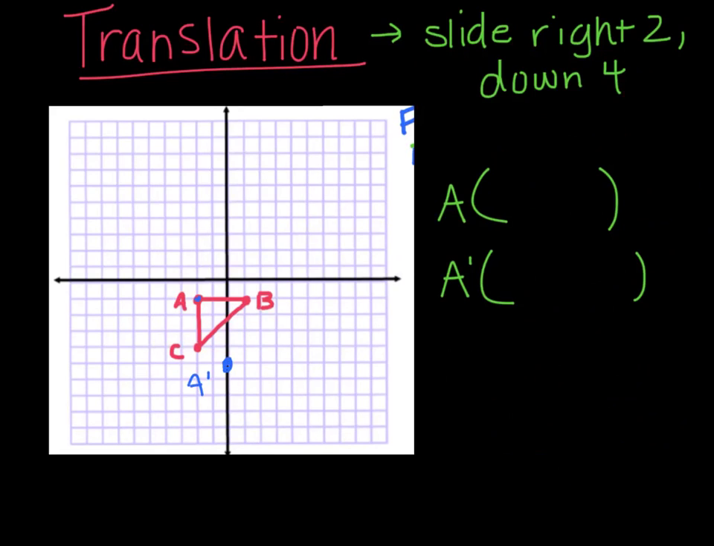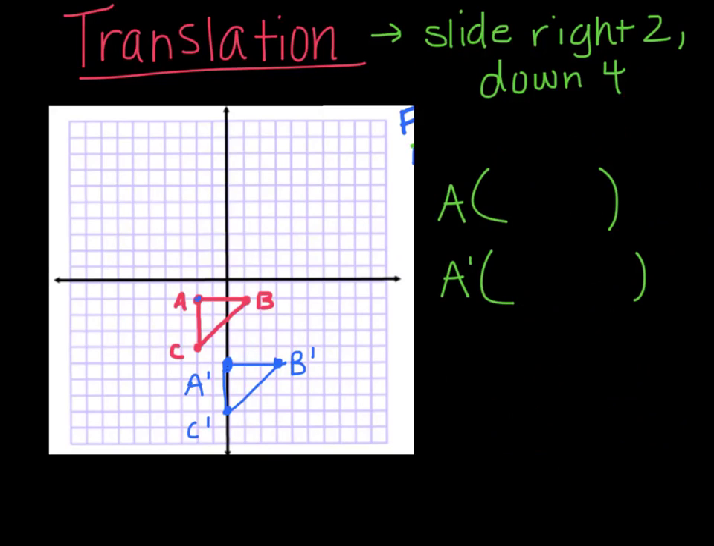I'm going to do the same with B. Right 2, down 1, 2, 3, 4. There's my B prime, my new one, right? And C, right 2, down 1, 2, 3, 4. There's my C prime, okay? So all I did was take that image, or the original picture, and I slid it right 2, down 4, and I got my new one, which is called an image.